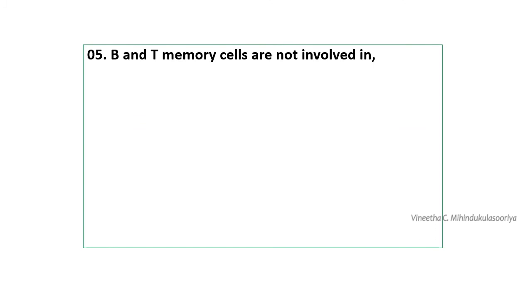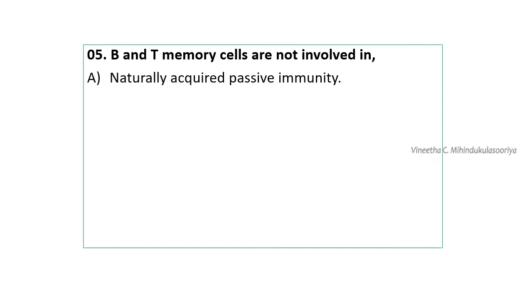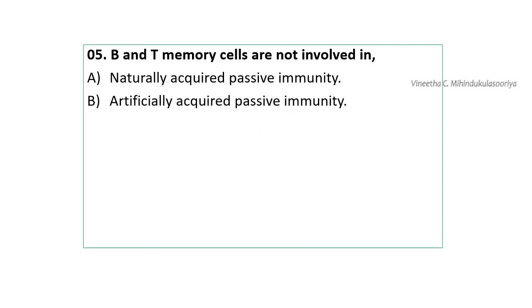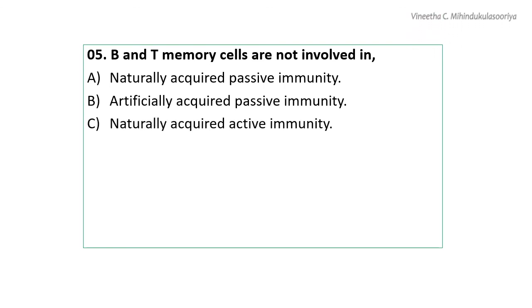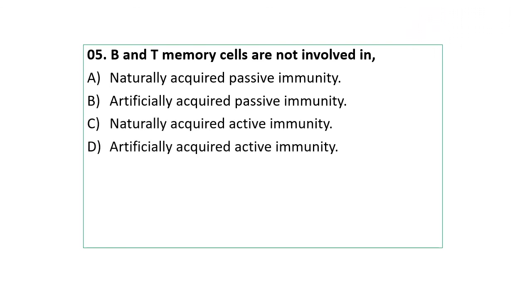B and T memory cells are not involved in A. Naturally acquired passive immunity, B. Artificially acquired passive immunity, C. Naturally acquired active immunity, D. Artificially acquired active immunity, E. Innate immunity.